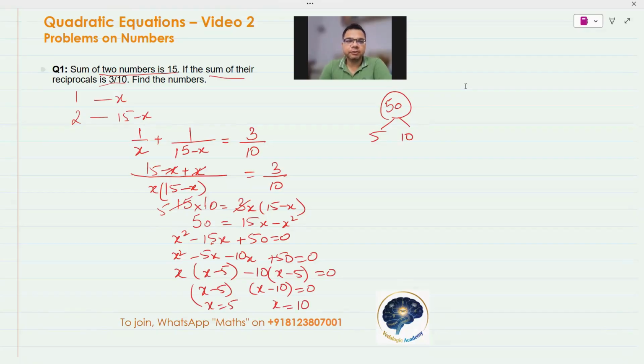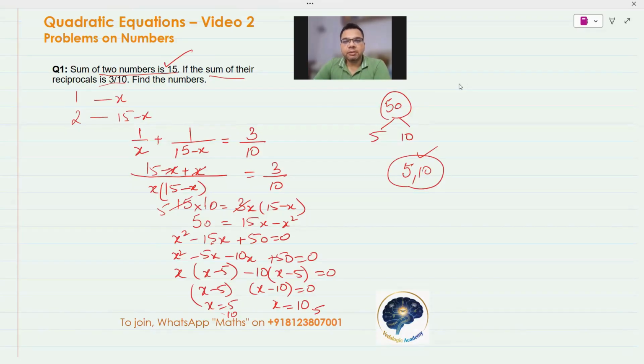And since the sum is 15, as given in the question, if I take x equals 5, the second number becomes 10. If I take x as 10, the second number becomes 5. So the numbers here are 5 and 10 only. This will satisfy our condition.